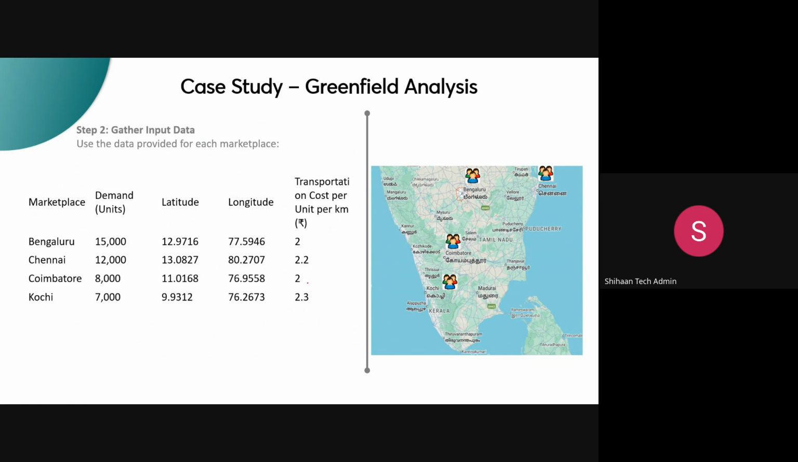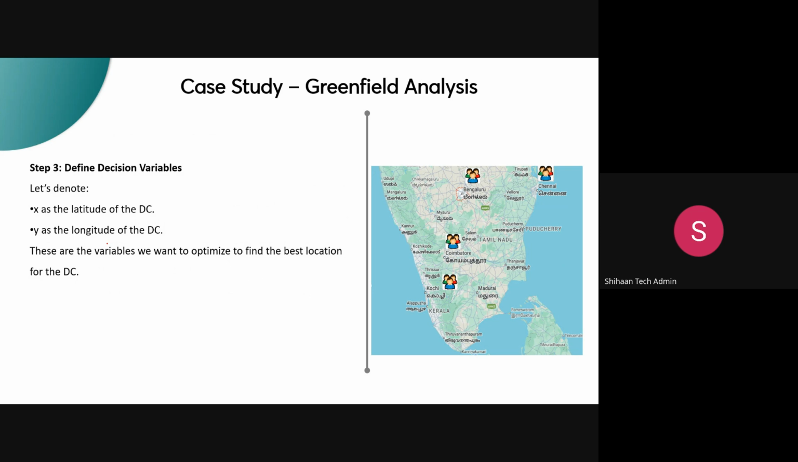So we are taking a very, very simple use case wherein we will see how to build an optimization model. First, we have to define the variables. So X is the latitude of DC, Y is the longitude of DC. These are the variables we want to optimize to find the best location for the DC.